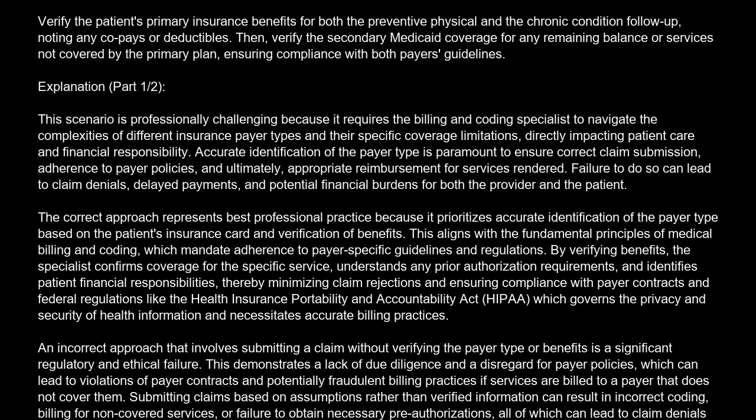The correct answer is B. Verify the patient's primary insurance benefits for both the preventive physical and the chronic condition follow-up, noting any copays or deductibles. Then, verify the secondary Medicaid coverage for any remaining balance or services not covered by the primary plan, ensuring compliance with both payers' guidelines.